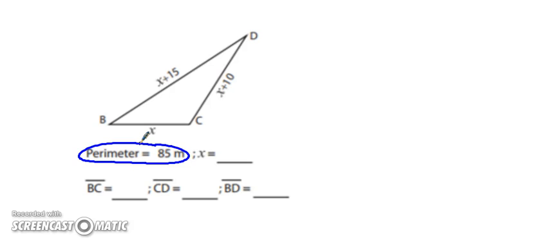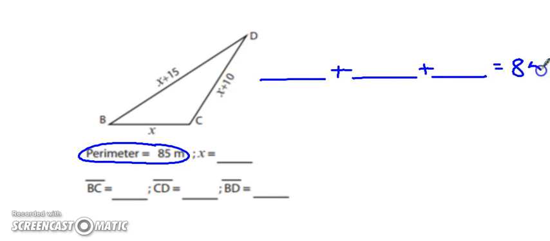What does perimeter mean? Perimeter means to add up all the sides. So if I have a triangle and it has 3 sides, to find the perimeter, I would add all 3 sides to get 85. Again, because they're telling me that the perimeter is 85.